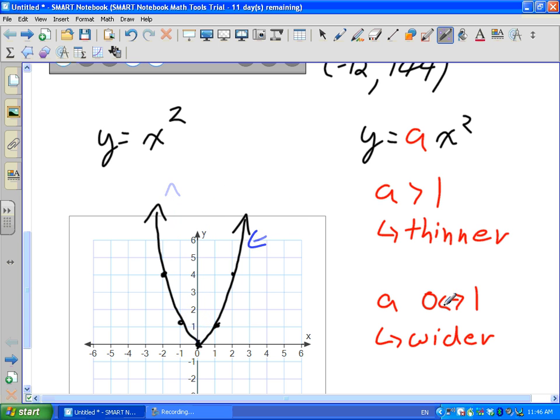If a is greater than 0 but less than 1, so we're saying between 0 and 1, some decimal, our parabola is going to get wider. Okay? That could be a fraction, 1 over 3, could be 0.7, anything like that. What that means is our vertex will still be here, but our parabola is going to be something like this, wider than what our original one looks like. And once again, our original is in black there. Okay?